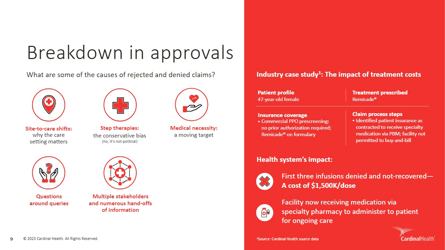Multiple stakeholders, numerous handoffs: every one of these areas that I'm talking about here is completely outside of the bounds of the formal prior authorization process, and they are often hurdles put in our way to that recognition, or what I call line of sight to remit.